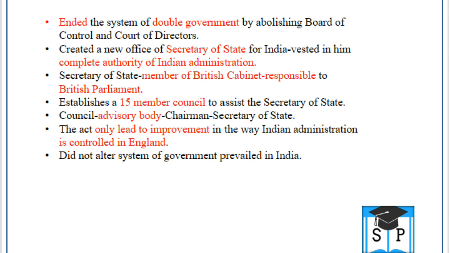This act constituted the Secretary of State and Council as a body corporate capable of suing and being sued in India and in England. The Act of 1858 is only an act for the improvement of the administrative machinery by which the Indian government was to be supervised and controlled in England.